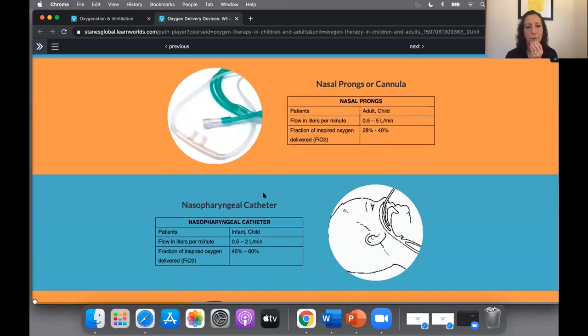Nasal prongs can be used in adults or children. This is a really important point: there are flow limitations to each of these devices. For nasal prongs or nasal cannulas, the low end should be 0.5 and the high end somewhere between 4 to 6 liters per minute. If you give more than that, you're just wasting oxygen. The FiO2 that can be delivered with nasal prongs is 28% to 40% at the high end. So 40 is the highest you can hope to achieve with a nasal cannula.